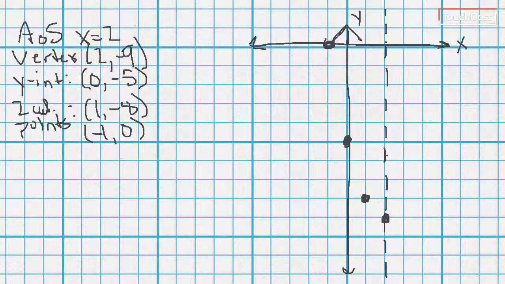Now, for graphing, all we're going to do is treat that axis of symmetry like a mirror. So we're going to take the point that's at 1, negative 8, and we're going to put it at 3, negative 8. At 0, negative 5, we're going to put it at 4, negative 5. And at negative 1, 0, we're going to go to 5, 0. So we've got our reflected points. Now all we're going to do is connect these dots with a smooth curve, as smooth as we can make it.